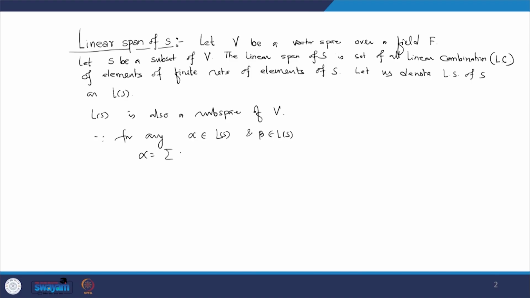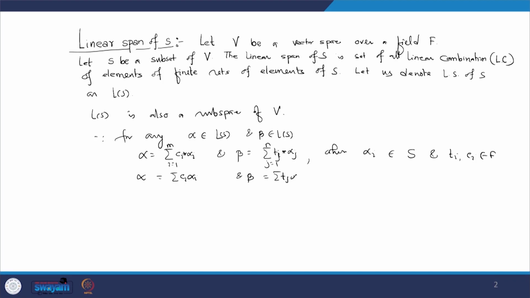Let us consider alpha equal to sigma Ci alpha i, i equal to 1 to m, and beta equal to sigma Tj alpha j, j equal to 1 to n, where alpha i belongs to capital S and Ti as well as Ci belong to the field capital F. Since I do not want to write the star frequently, I will simply write alpha equal to sigma Ci alpha i and beta equal to sigma Tj alpha j.